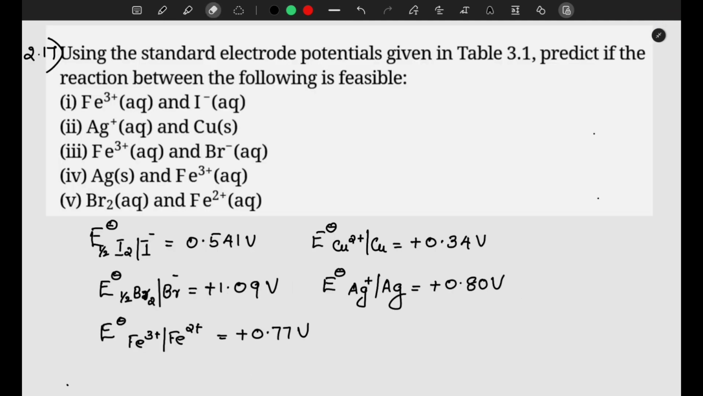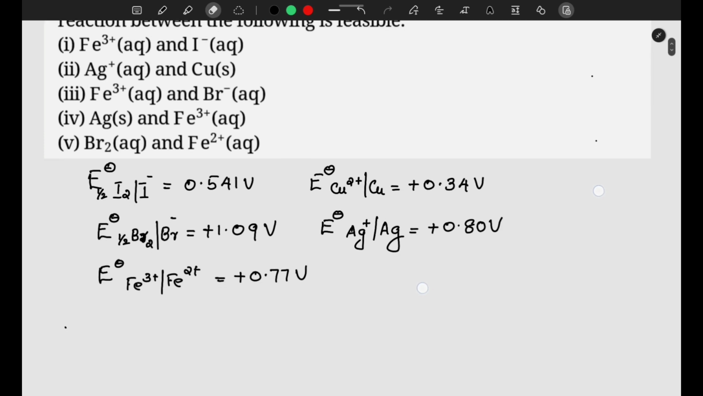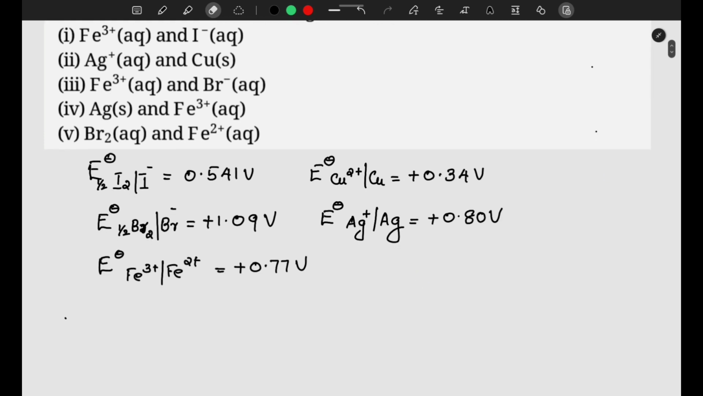Using the standard electrode potential given in the table, predict whether the reaction is feasible or not. So the electrode potentials of the individual electrodes are given. We have to check whether the reaction is feasible or not. First one, between Fe3+ and I-.